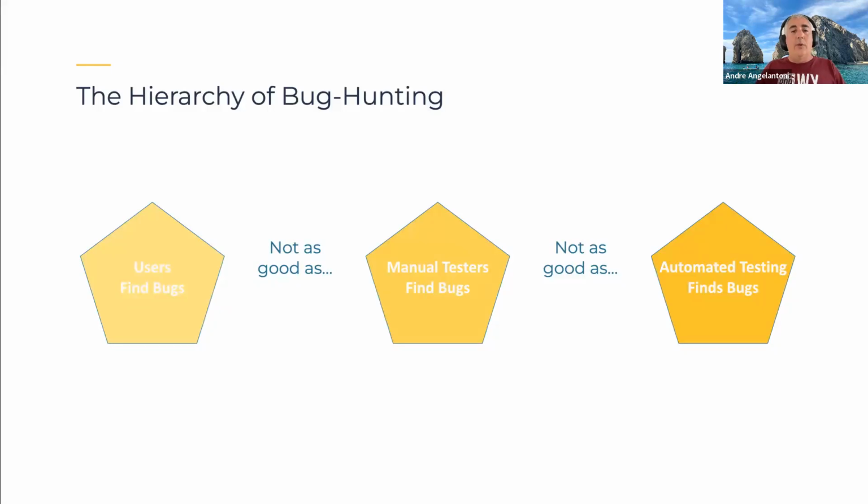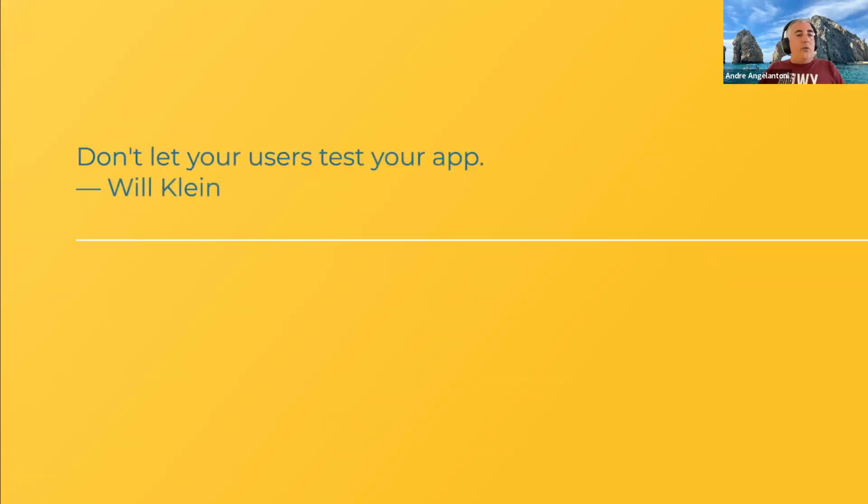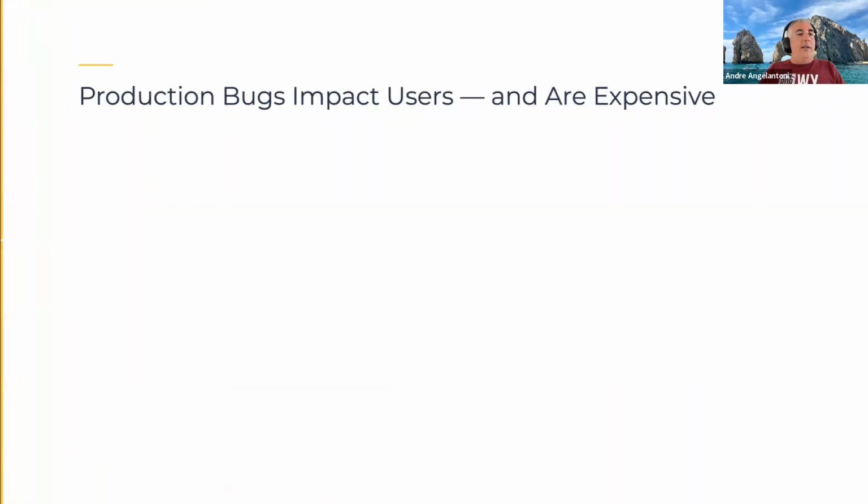And if the edge cases haven't been put into the automated tests, then obviously the automated tests aren't going to find them. So manual testers are never going to go away, but you do want to make them more productive by taking as much of their workload off of them as possible, by the automated testing. So essentially, it comes down to don't let users test your app. That's bad. And why is that bad?